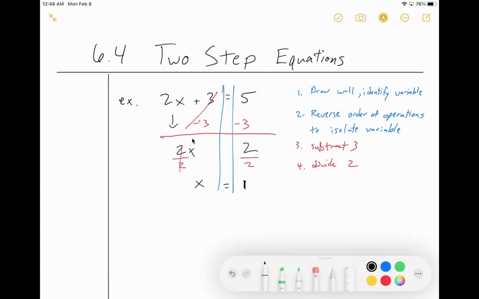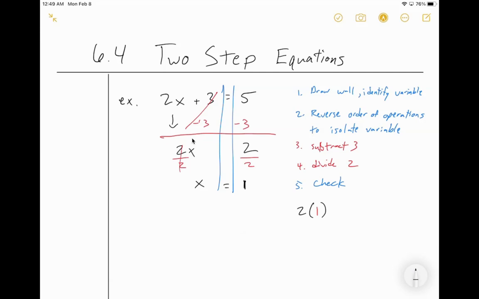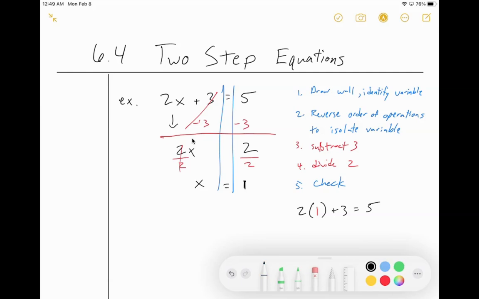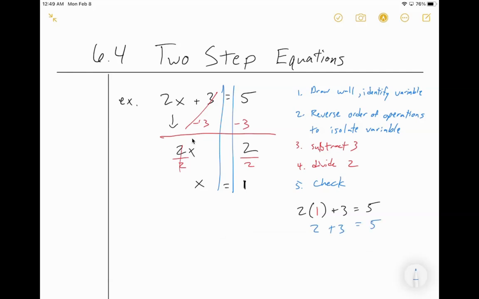And then our last step, of course, is to go ahead and check our answers here. Let's make sure that we got it right. So here we go. I'm gonna do my check here on the right side. 2 times, and again, I think 1 is my number here. I think 1 is my answer. Okay, well, 2 times 1 is, in fact, 2, plus 3, which equals 5, and that checks out. So I know that I have the correct answer.